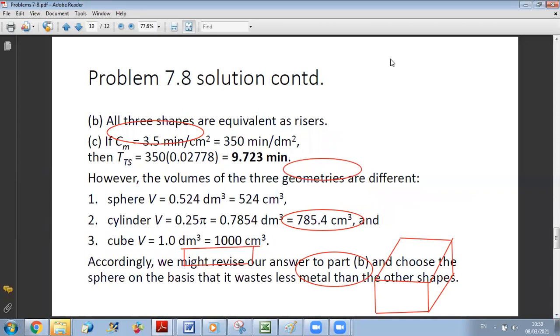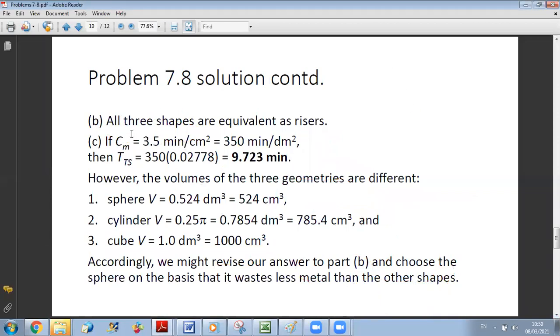So first, all 3 shapes are equivalent. If you want to be more accurate, not as risers, but in solidification times, they have the same solidification time. Since they have the same solidification time, I will take another criteria to compare. So here, accordingly, we will reserve the lowest volume, which is the volume of the sphere. So here we will select the sphere as riser.